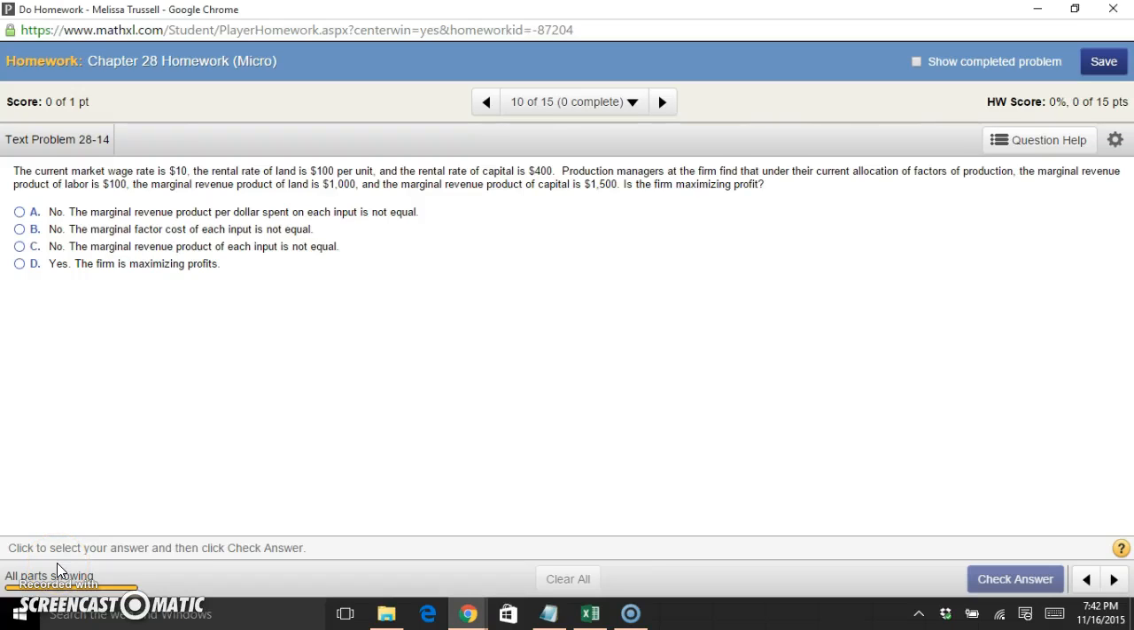This is chapter 28, problem 28-14, and we're given the current market rate for wages or labor, rental of land, and rental of capital. We're also given that production managers at this firm find that under their current allocation of factors of production, the marginal revenue product for labor is $100, marginal revenue product of land is $1,000, and marginal revenue product of capital is $1,500. The question is: is the firm maximizing profit?